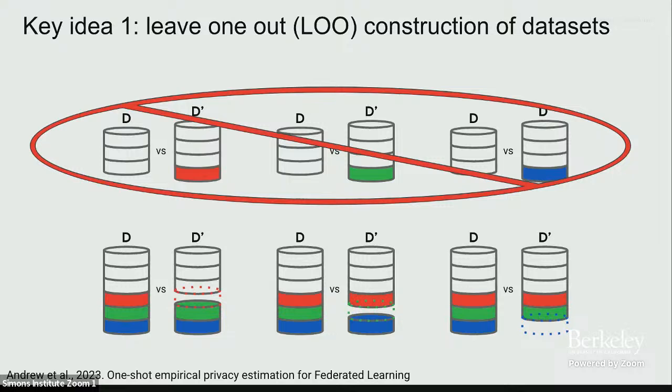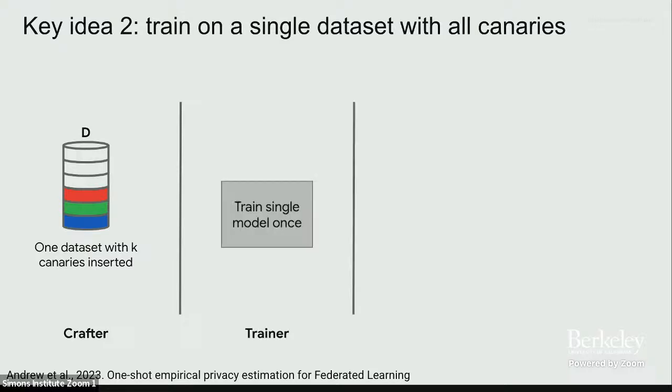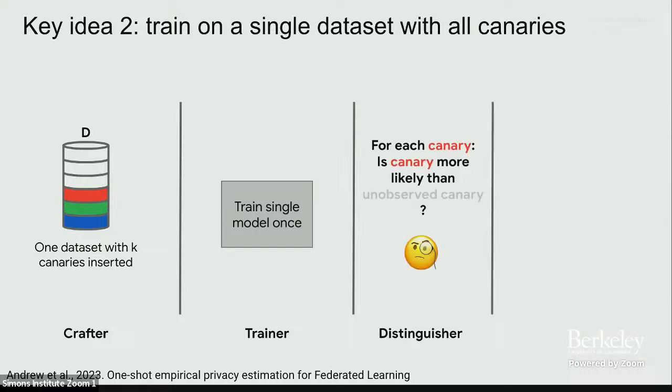I'm going to call this a leave-one-out construction. So far, nothing happened except that we're just looking at it a little differently. The way we're going to now train is on this data set that has all the canaries: a single model, trained once with whatever algorithm you're using, with whatever DP properties it has. And then the distinguisher will have to check for each canary if it was there or not.